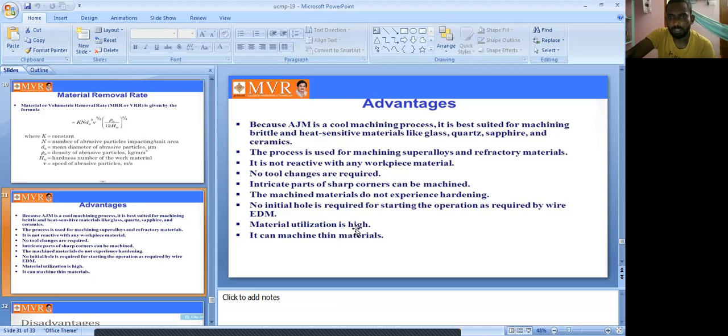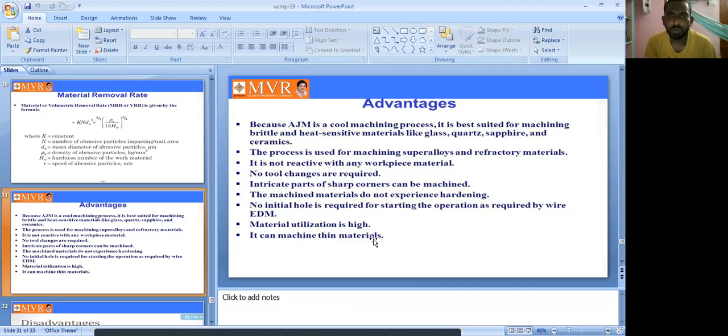The material utilization is higher. It can be machined for thin materials only, not for thick materials. It is one of the advantages of the abrasive jet machining process. It is suitable for only some metals, used for super alloys and refractory metals only.